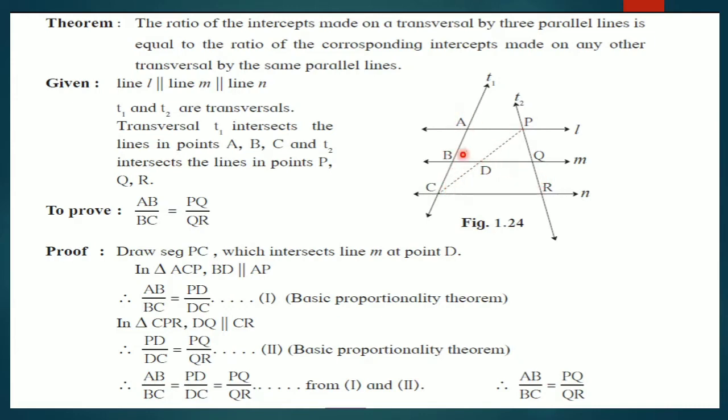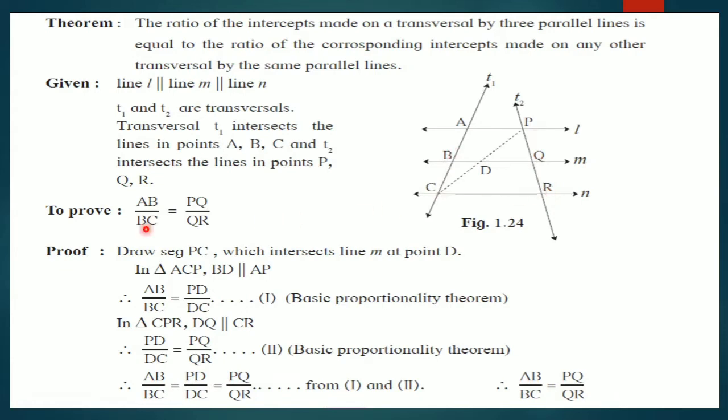Only the triangles that we consider will change. As I said, we are going to use the basic proportionality theorem. Obviously, we are first going to think about triangles, right? In triangles only we are applying this theorem. So we construct it like this, and in this construction, on the line M, D is the point at which this line intersects the line M. So, to prove: AB upon BC is equal to PQ upon QR.